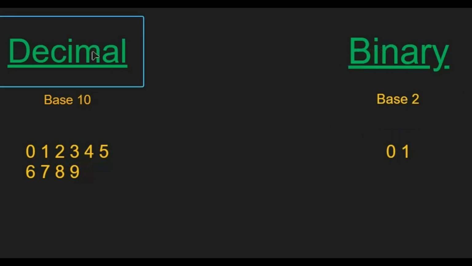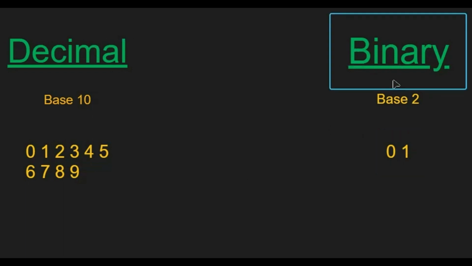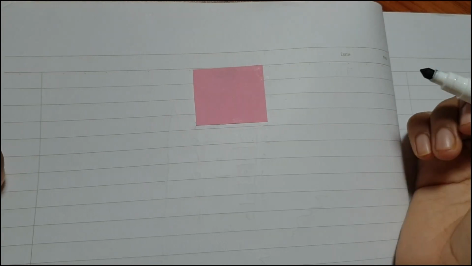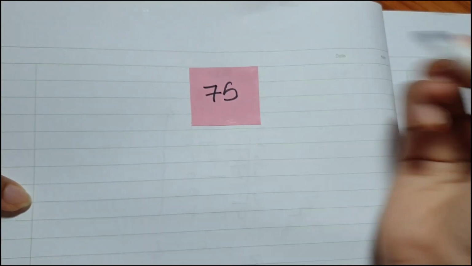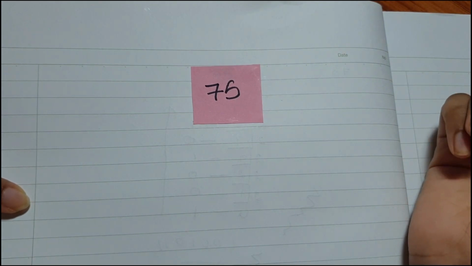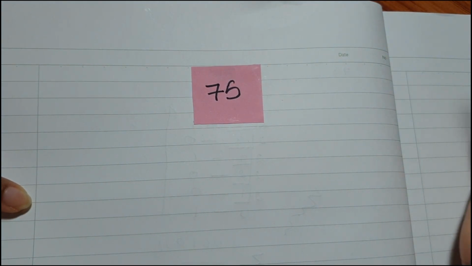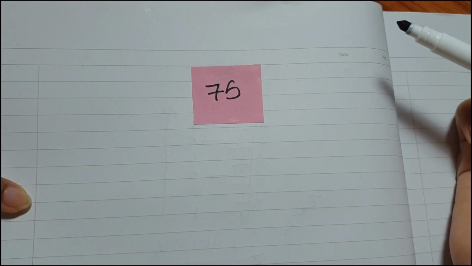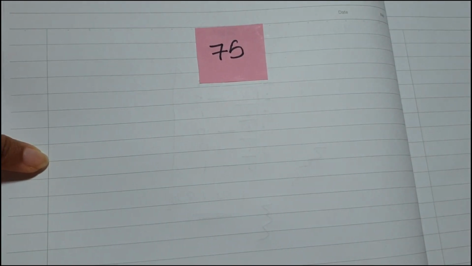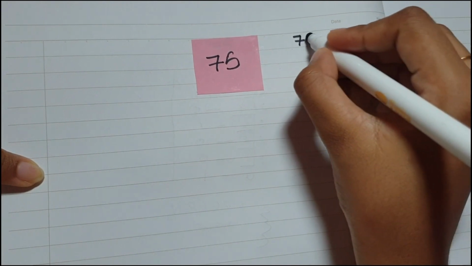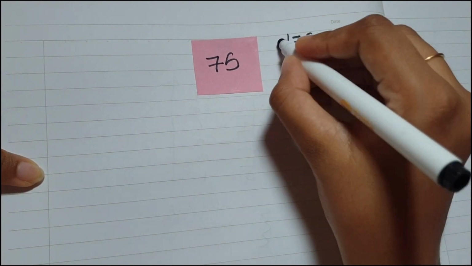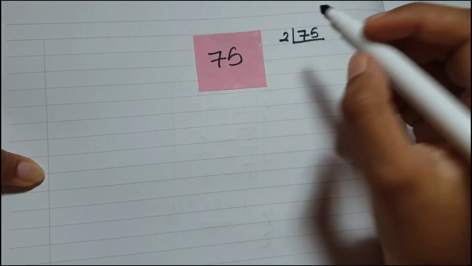Now let's see how to convert a decimal number into a binary number. Okay guys, let's consider the number 75. This is a decimal number. There are two ways to convert a decimal number into a binary number. Let's see what is the first method. In the first method, we have to divide the decimal number by 2 until it gets 0.